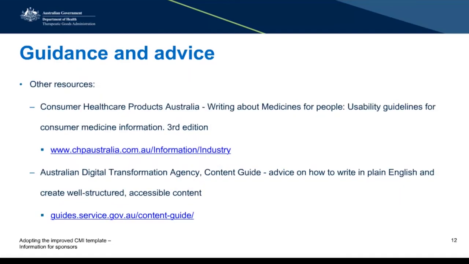There's also other resources available that are not provided by the TGA, but we're aware of and support. Consumer Healthcare Products Australia has "Writing about medicines for people: usability guidelines for consumer medicine information" available on their website, and we've provided in this presentation a link to that page. And then the Australian Digital Transformation Agency has a content guide, which is more about using plain English and well-structured, accessible content for consumers. So those are two more sources of information that are potentially available for you.